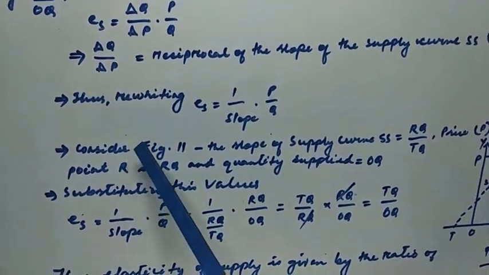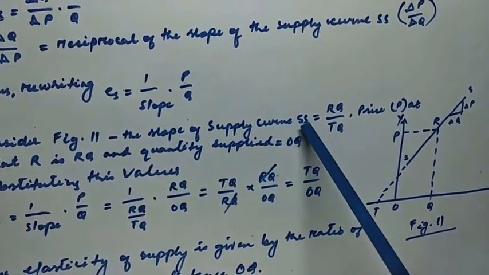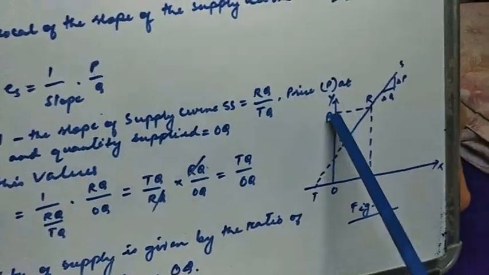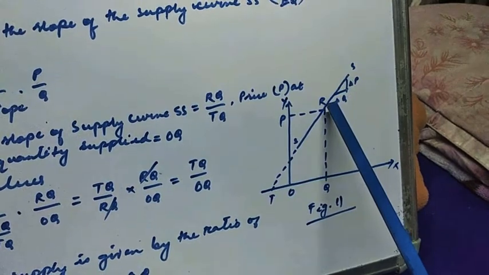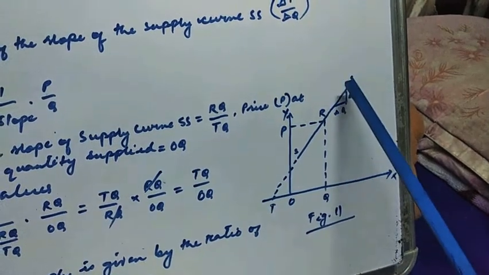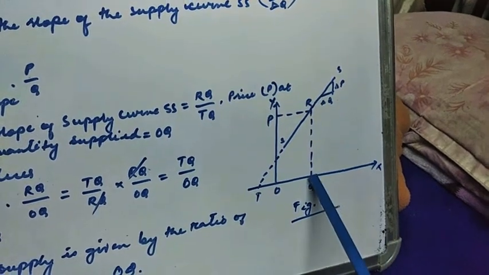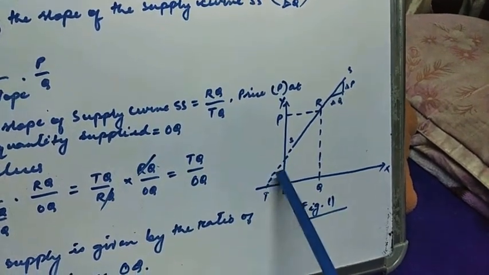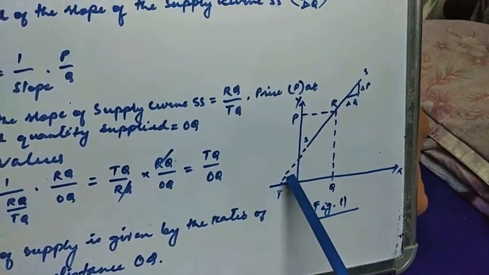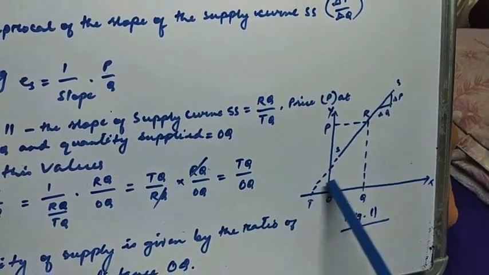Again, consider figure 11. The slope of supply curve SS equals RQ by TQ. This is the slope of the supply curve, RQ by TQ, when it is extended to touch the x-axis at point T.